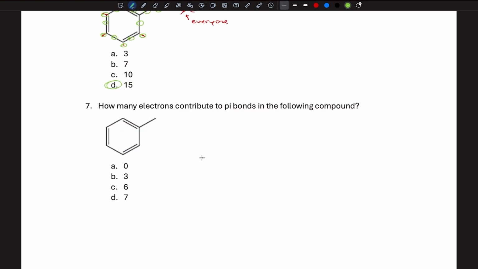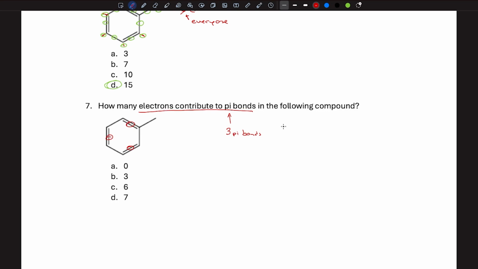Now, the next question has the same molecule, but it's asking us a different question. It's asking us how many electrons contribute to pi bonds in the following compound. Well, the first job we're probably going to do is count how many pi bonds we have. And so I see only 3 of them, 1 for each of the double bonds. And so I see 3 pi bonds. And this is not anything out of the box. This is not an unordinary question.